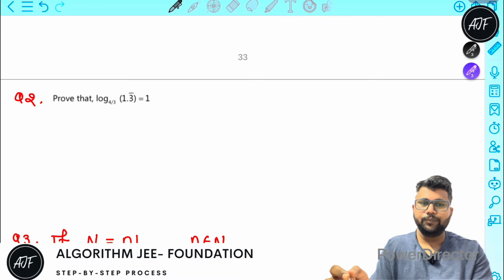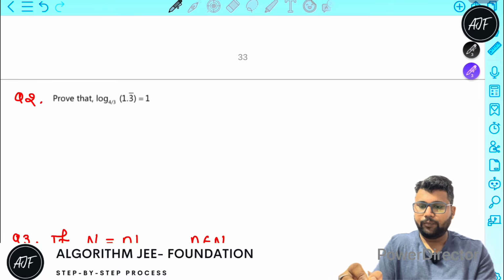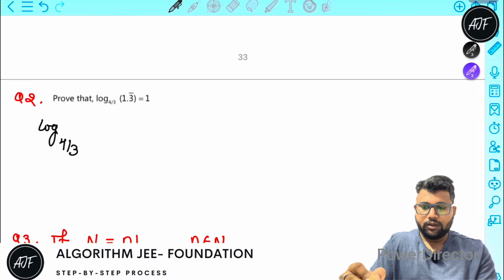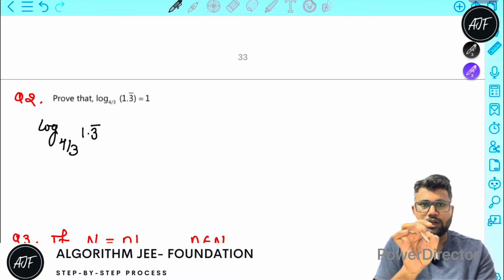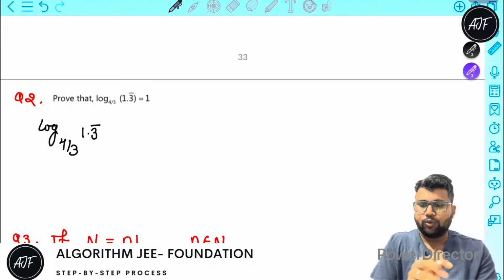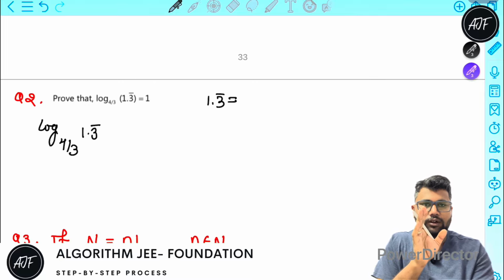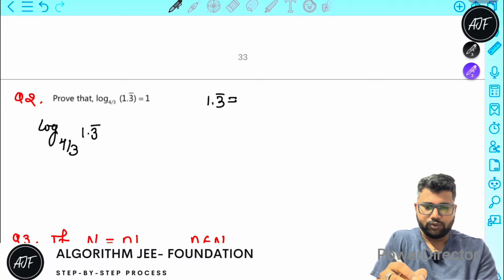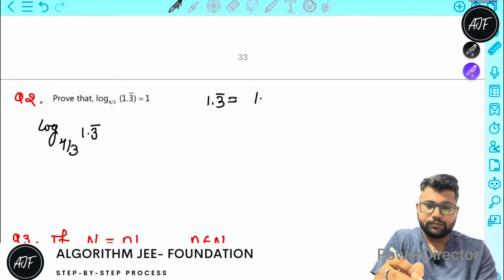The second question is given. Now you see, it is log of 4 by 3 with base 1.3 recurring, and we have to prove that it is 1. So first, you know the 1.3 recurring. So 1.3 recurring is already covered in the number system. This trick is, 1.3 recurring is written like this: 13, and after that subtract 1.